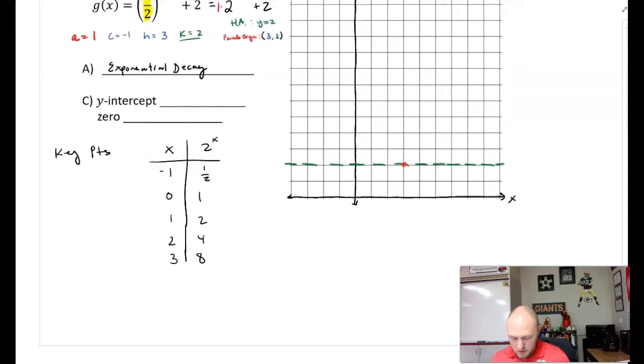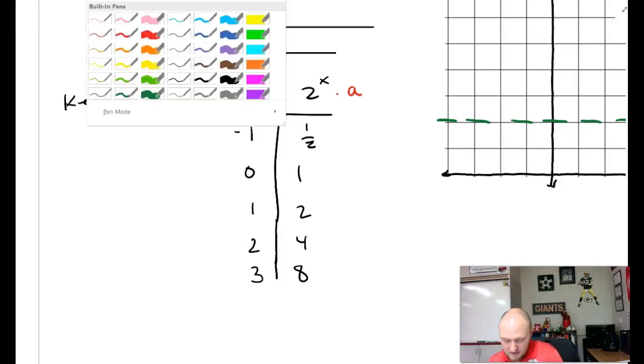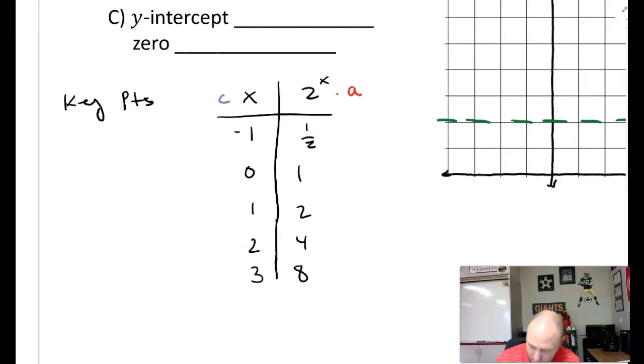Now, I do affect these values based upon a and c. If you have an a value, you're going to multiply your y's by a, right? That makes sense. Your y values get a vertical stretch or they reflect. And then your x values get affected by the c value. So I have c times your x values. Here, our c value is -1. So all of the signs on all of these x values are going to change.